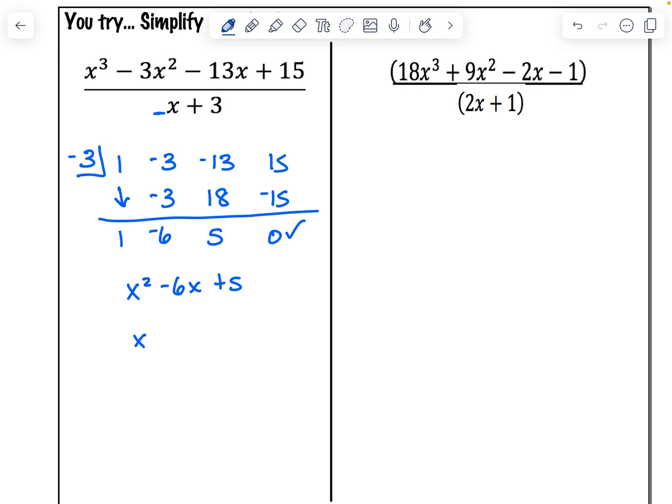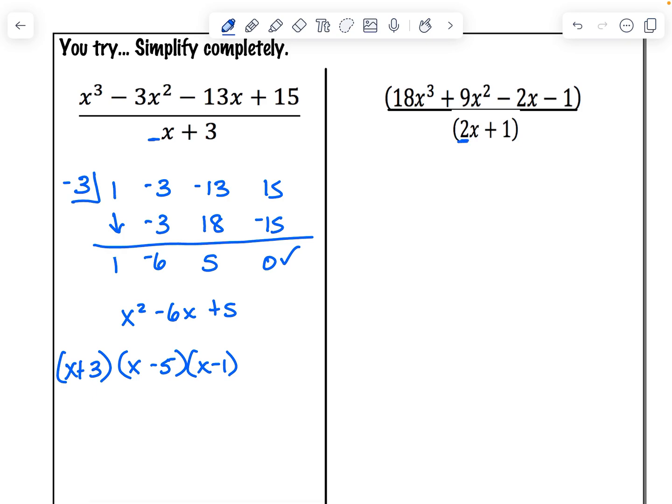So x minus 5, x minus 1. Those multiply to give me my positive 5, and they combine to give me my negative 6. And then I can put the x plus 3 in the front or behind, either way.